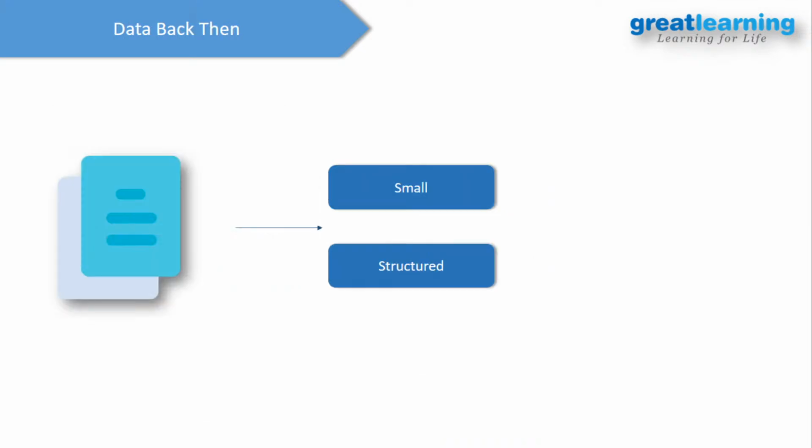That is because the data which was present around 20 to 30 years back is totally different from the data which is present now. So the data which was present around 2 to 3 decades back was small and structured. Now, what do I mean that the data is small and structured? So back then, data was present in kilobytes, not even megabytes. So around 30 to 40 years back, data was only present in kilobytes.